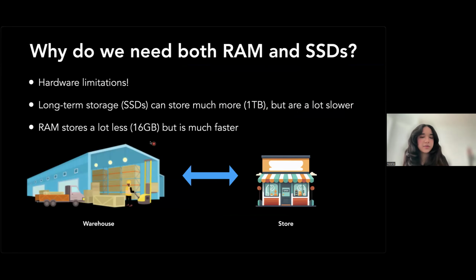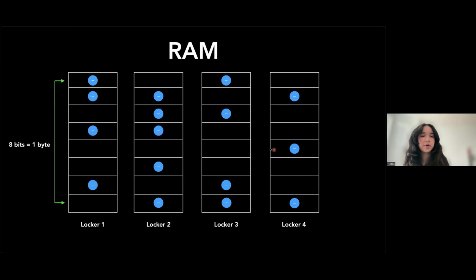So I like to think of it as kind of like a warehouse and a store. In your warehouse, you can keep loads and loads of items, but it also means that it's super hard to go through and find the exact item you need. So then you have a storefront where you keep the items that you need readily available, and then it's a lot quicker to find everything. And so this is how your RAM typically looks.